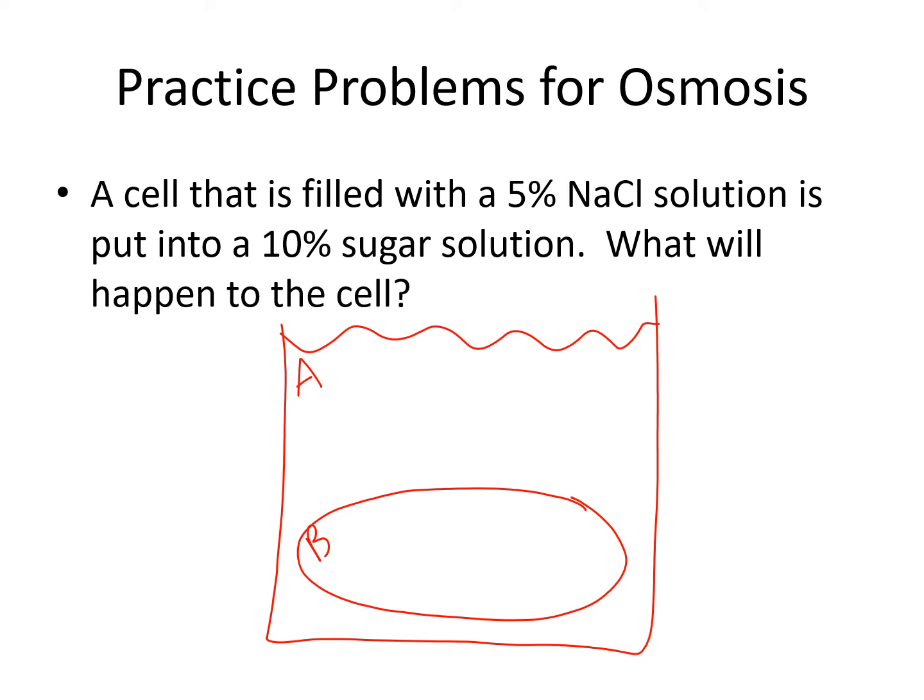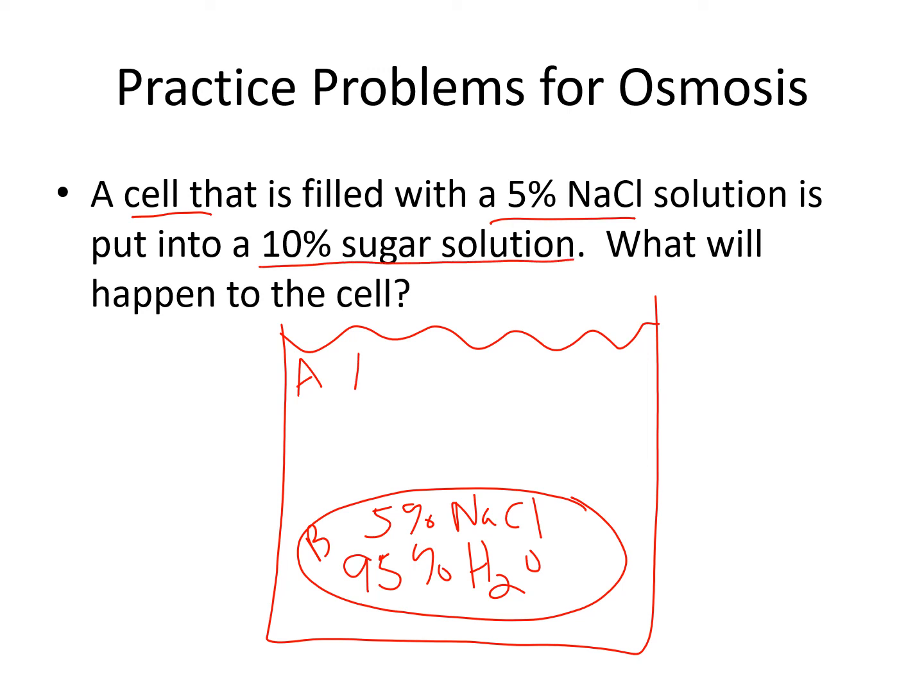So what is the information? The cell is filled with a 5% sodium chloride solution. So this is 5% sodium chloride. And if it's 5% sodium chloride, then it must be 95% water. And now the environment, the beaker solution, is a 10% sugar solution. So this is 10% sugar. And if it's 10% sugar, that means it's 90% water.